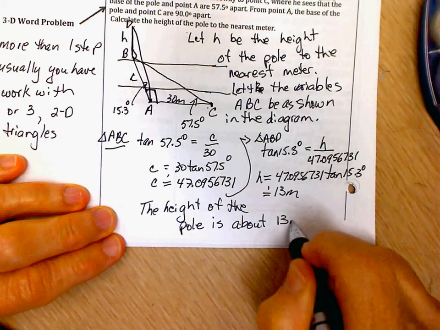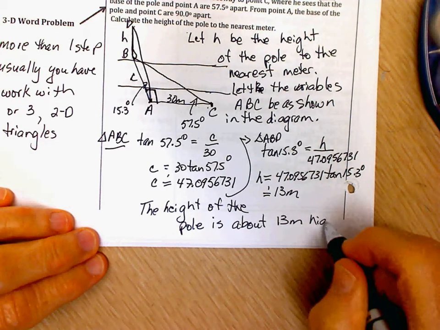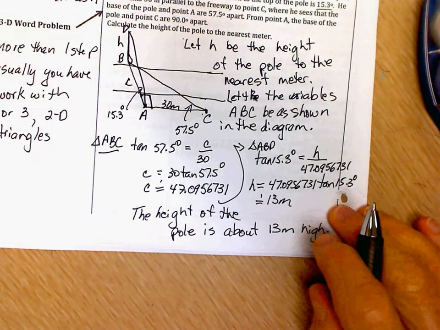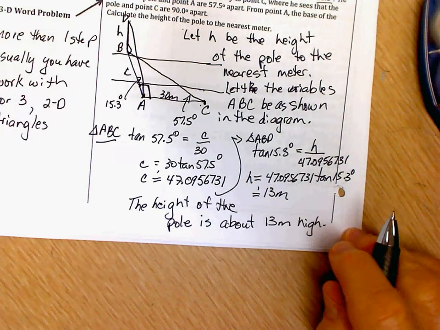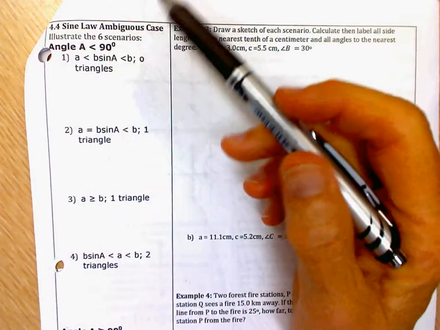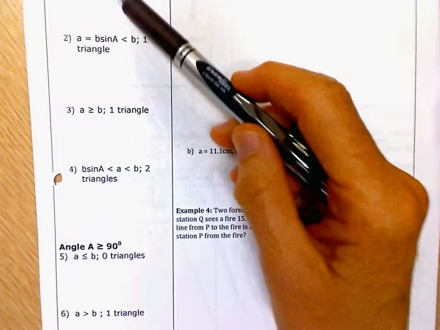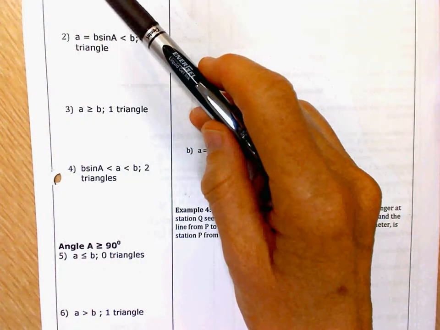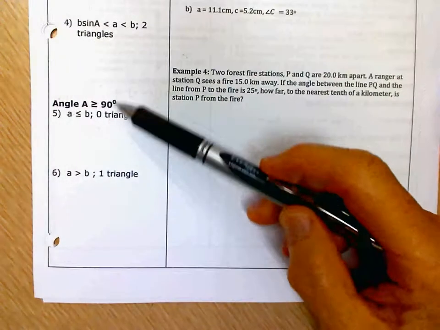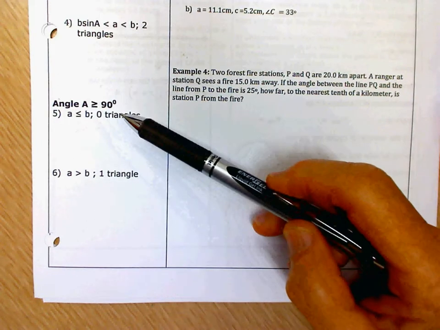Okay, so again, make sure you do a lot of practice. You have other review sheets with which you can practice. Let's just look now at the sine law ambiguous case. There are 6 scenarios that we looked at. There are 4 scenarios when angle A, or the given angle, is less than 90 degrees, and then there are 2 scenarios when angle A is greater than or equal to 90 degrees. So let's take a look at that.